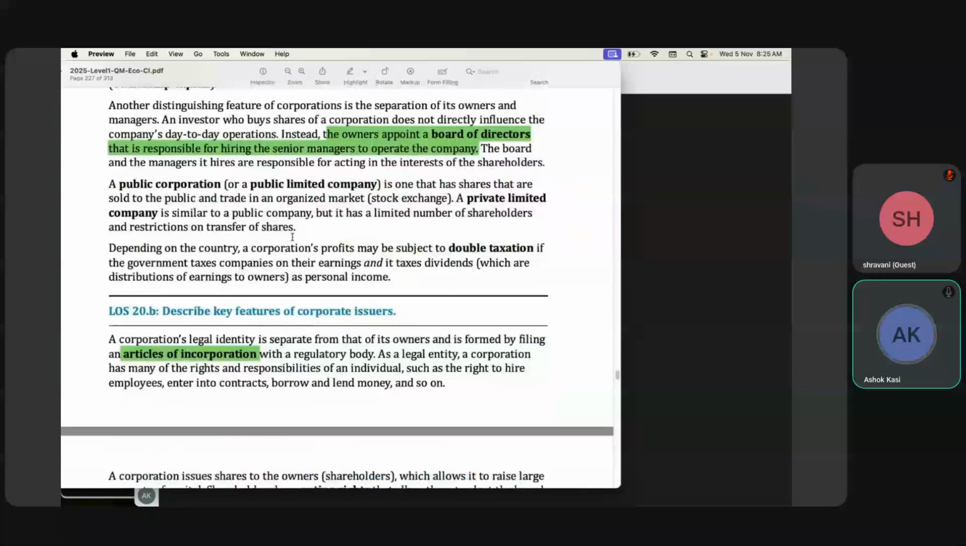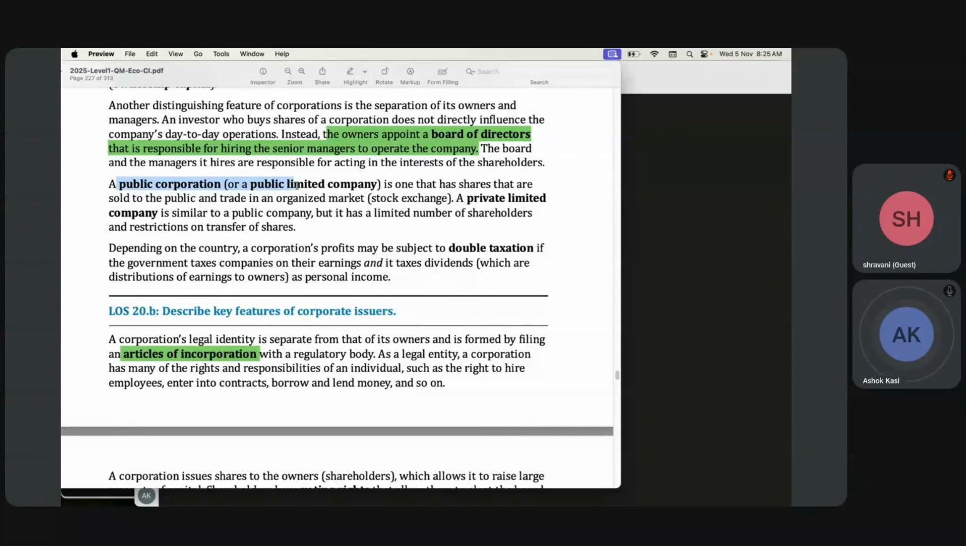Then the owners, that means shareholders, appoint a board of directors who is responsible for hiring senior managers to operate the company. This is like appointing MPs, members of parliament. They will run the parliament, and then they will appoint one PM also. That PM is the CEO.